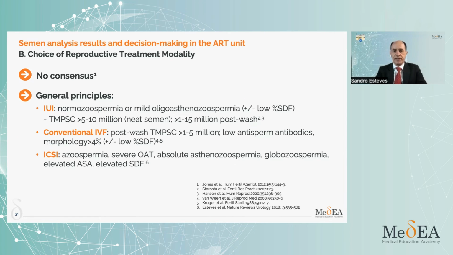The semen analysis results may also help in choosing the most suitable assisted conception treatment. Like the previous topic, there is high variability among clinics in this area. And in this particular case, decisions should be based on combining semen analysis results with the couple's clinical characteristics. In general terms, IUI is considered for eligible couples when semen analysis shows normal zoospermia or mild oligoasthenozoospermia. And some groups like ours also use sperm DNA fragmentation testing results for eligibility criteria.